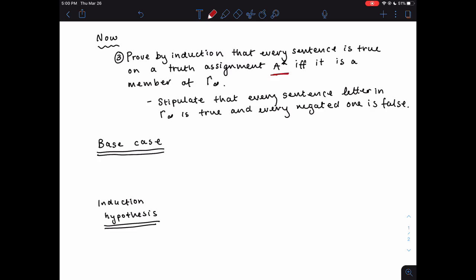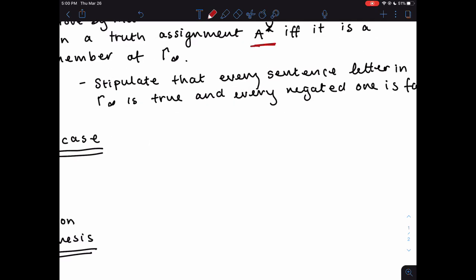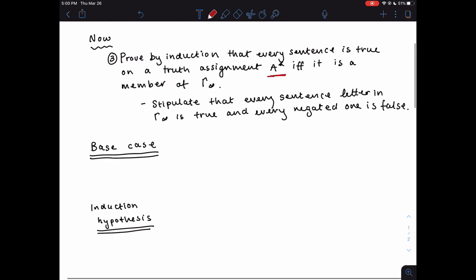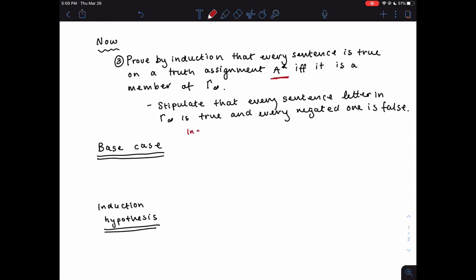So for the base case, we want to prove that the claim we're proving holds for the most basic case possible. We're going to be doing an induction on the number of connectives in a sentence. So what is the most basic case? Well, a sentence of SL can have 0 connectives, right? And in that case, it's just a sentence letter.